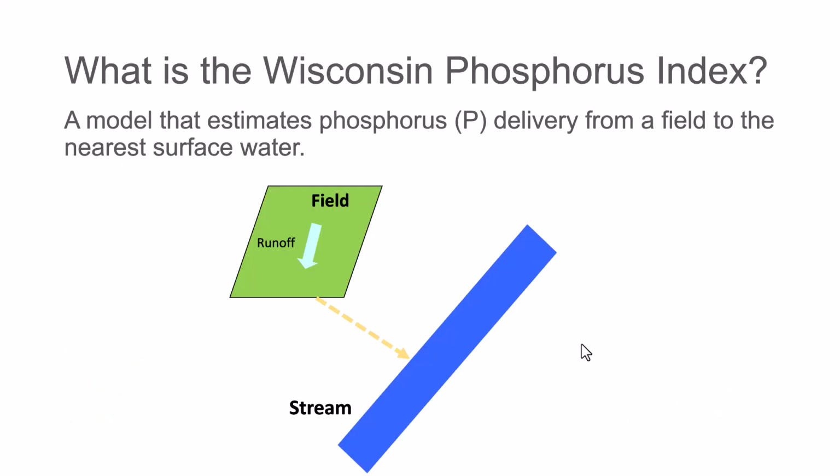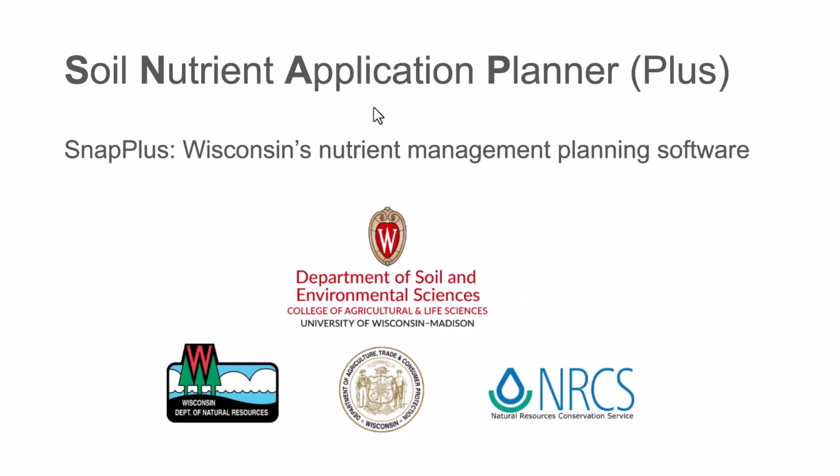So many of you might have heard about the Wisconsin Phosphorus Index, or the PI, and it is a model that estimates phosphorus delivery from the field to the nearest surface water. So here we have this diagram of our field. We have surface runoff carrying a certain amount of sediment and dissolved phosphorus, and then we have that yellow arrow representing the pathway from the edge of the field to the nearest surface water.